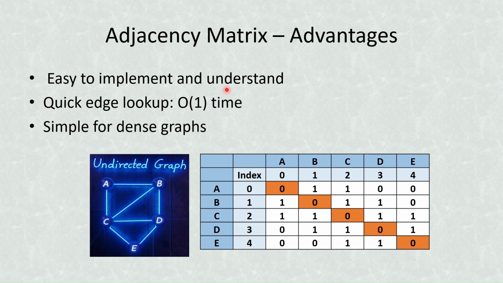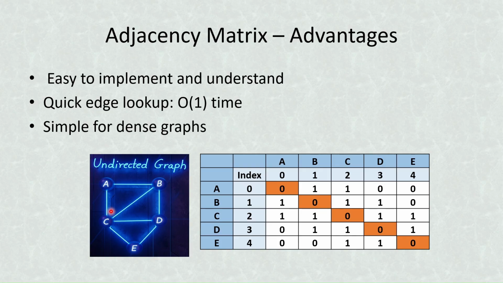Next we will see what the advantages of this representation are. First advantage is it is easy to implement and understand. Another thing is, with only one lookup I will get to know whether there is an edge between two vertices or not. Consider I want to check whether there is an edge between A and D. I will go into the A row and check the D column. The entry is a 0, it means there is no edge between A and D.